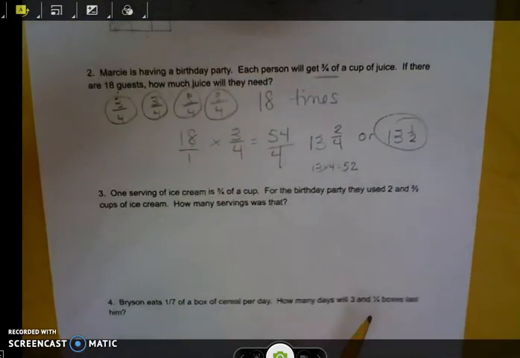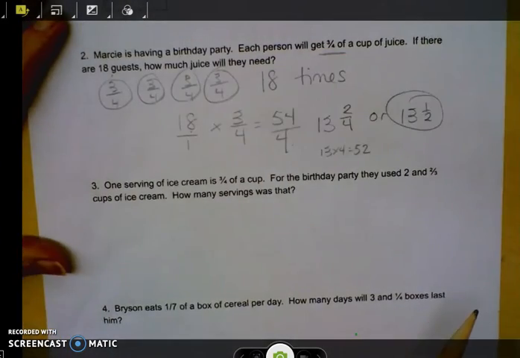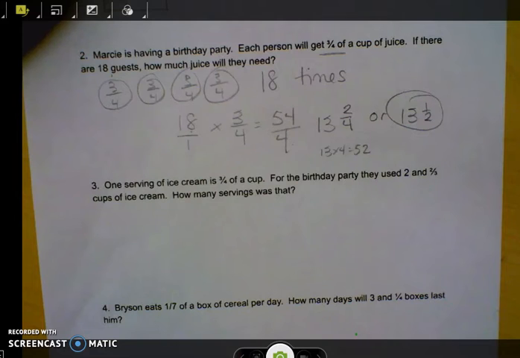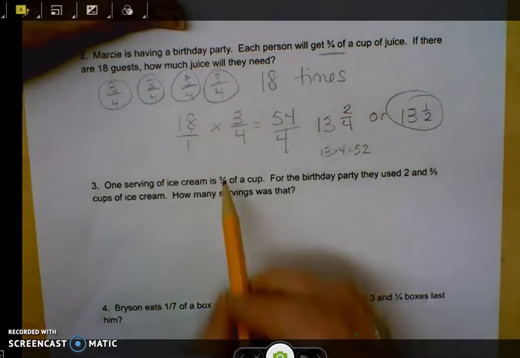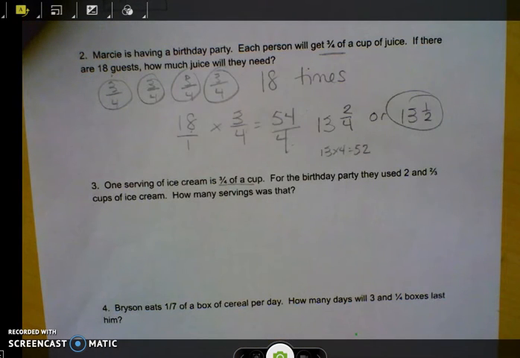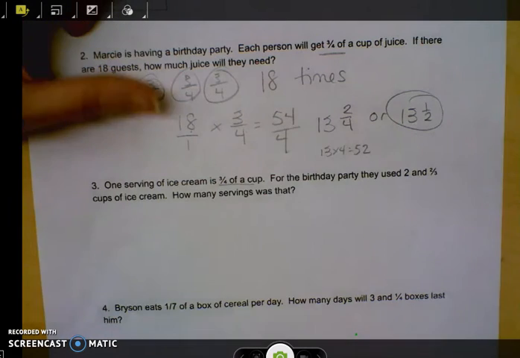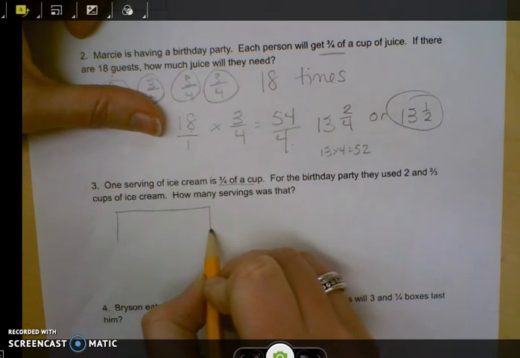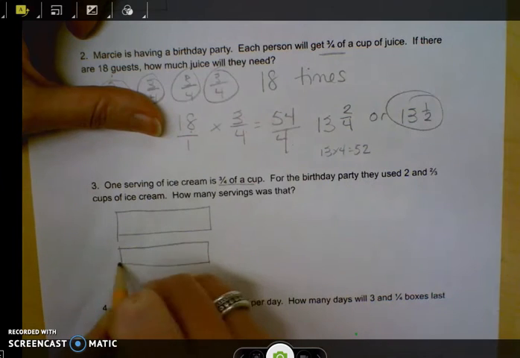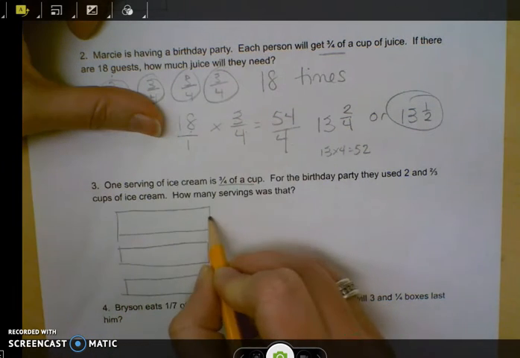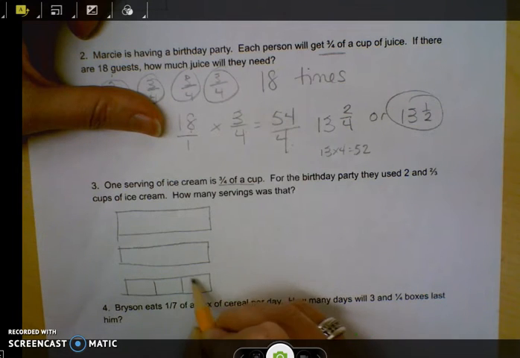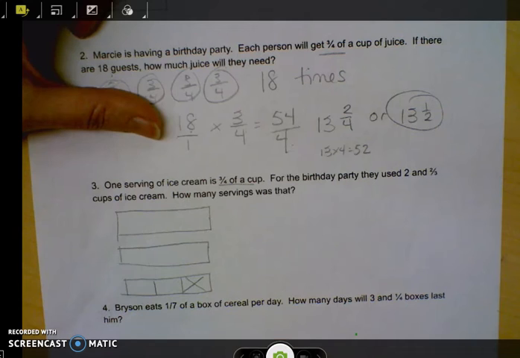For number 3. Number 3 says 1 serving of ice cream is 3/4 of a cup. For the birthday party, they used 2 2/3 cups of ice cream. How many servings was that? So I'm starting out with 2 2/3, and I'm dividing that up into serving size of 3/4 of a cup. So I'm just going to draw a model. I'm going to start with my 2 2/3. So 1 whole, 2 wholes, and 2/3 of another. This one's not here. I put an X in that one.